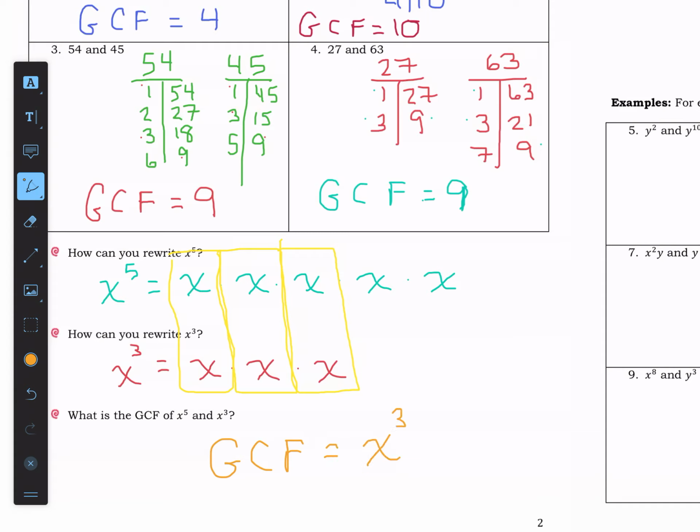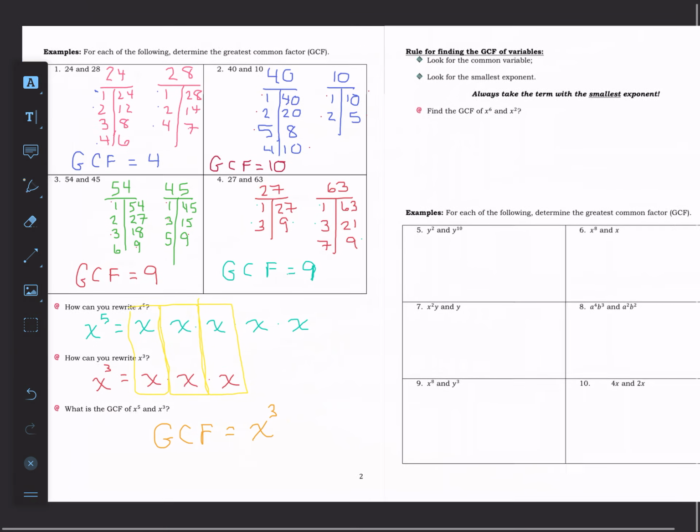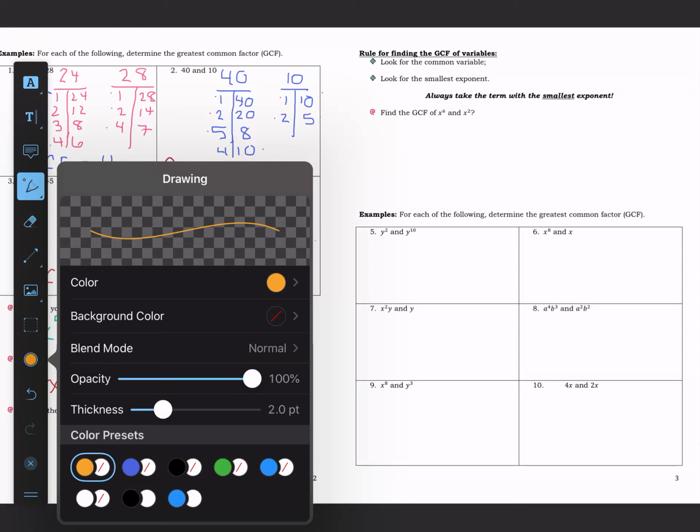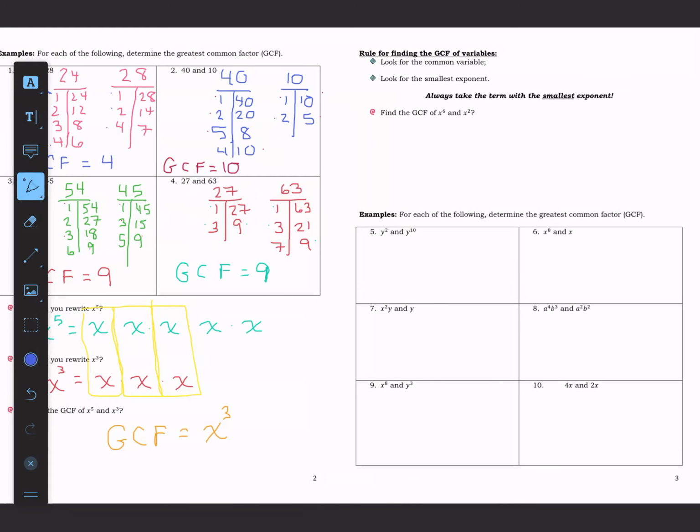Okay? Now something that is going to help you, because you're not going to want to have to write this out every time. So as long as you can remember that the GCF is always going to be whichever one has the lowest exponent. Okay? So every time you do a problem like this, and I actually summarize it up on the top of the next page, for the rule for finding it with variables, you look for the common variable, so if they're both x's or both y's, and then you look for the smallest exponent.